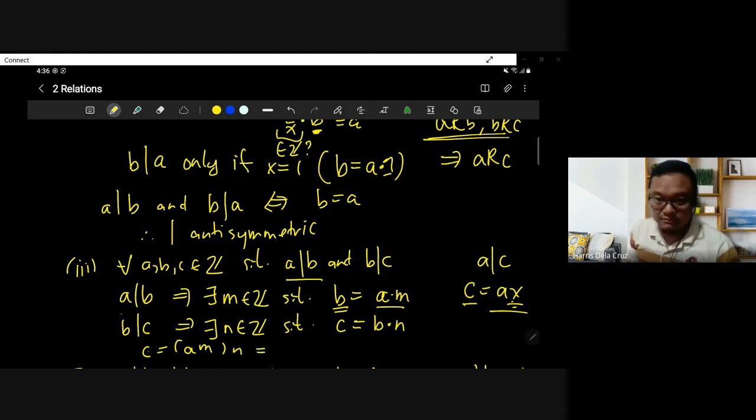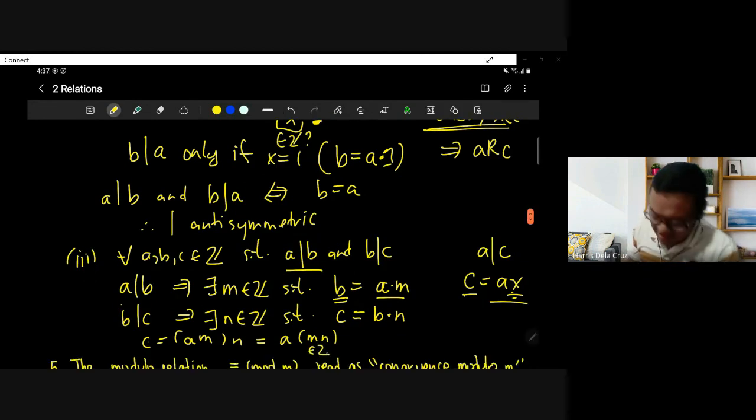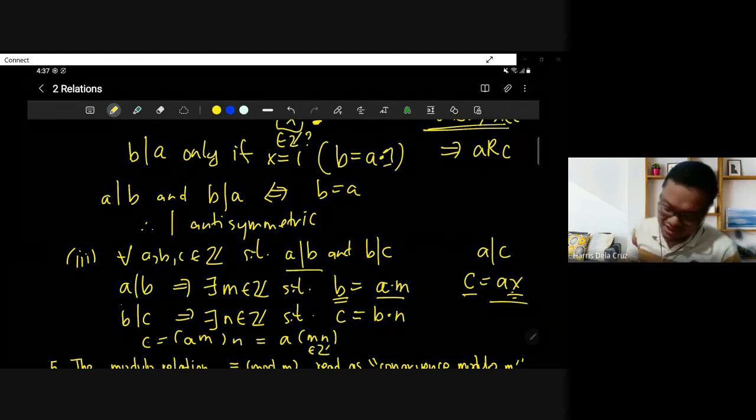Well, by associativity, pwede naman niyang isulat as A times M times N. Pero yung M tsaka N, parang integer. Pag binultiply mo yung dalawang integer, ang sagot ba ay hindi integer o integer pa din? Nag-multiply ka ng dalawang integer. Ano sagot? Hindi na integer o integer pa din? Integer pa din.